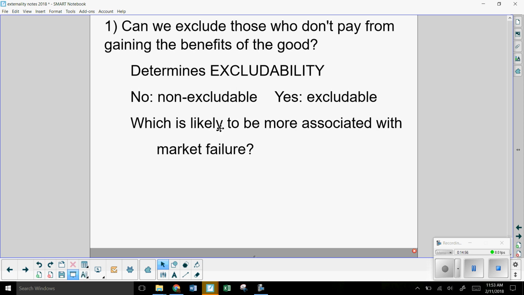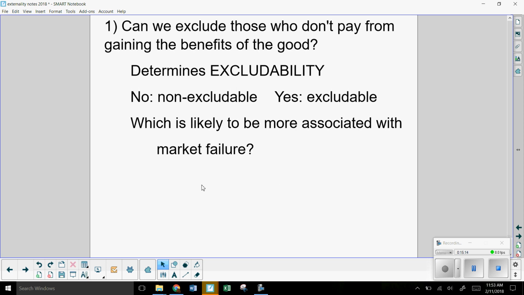Think about market failure. That's our big idea for the unit. Which kinds of goods might be more likely to have positive or negative externalities? Perhaps pause the video for a second and give that a moment of consideration.